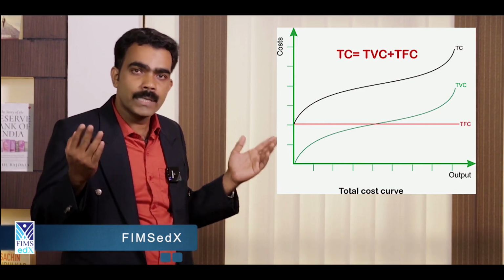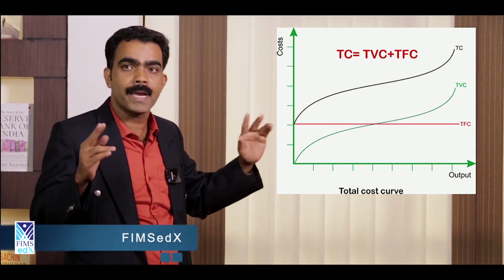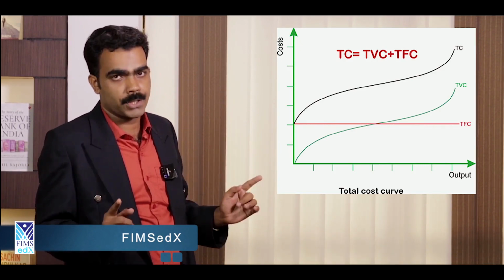The third one is the total cost. See, total cost is equal to fixed cost plus variable cost. If you add these 2 figures together, we get the total cost of production.